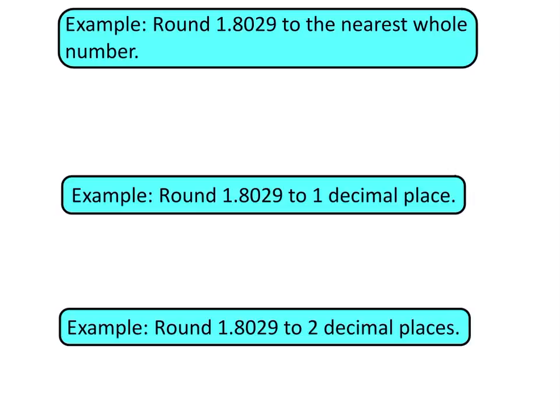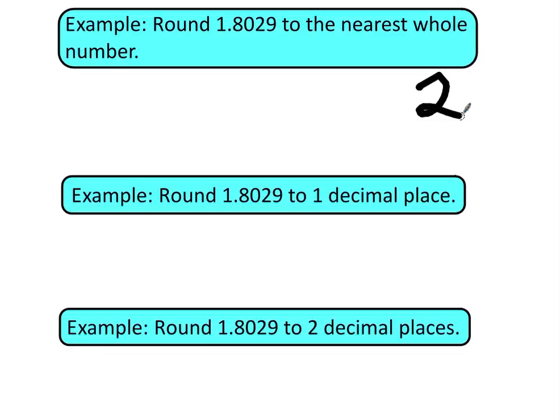What about some of these more challenging ones? Round 1.8029 to the nearest whole number. So if it's a whole number, then surely the only answer could possibly be 1 or 2, because the number is between those two values. And of course 1.8 is nearer to 2, so the answer is 2.